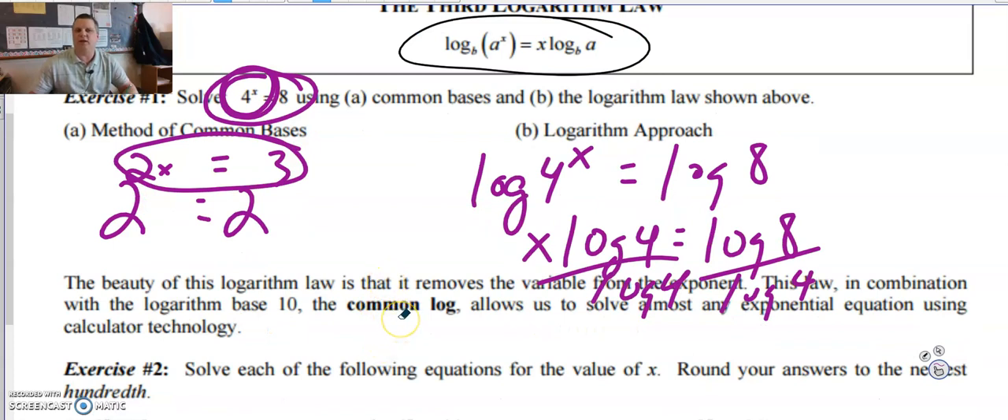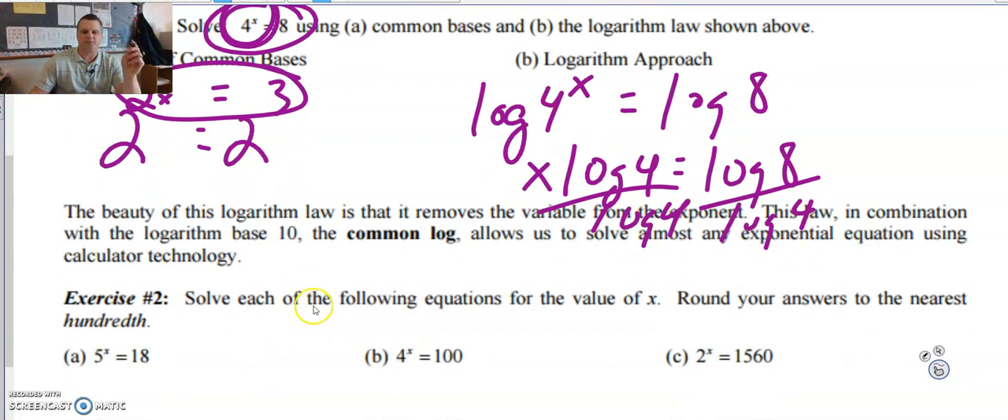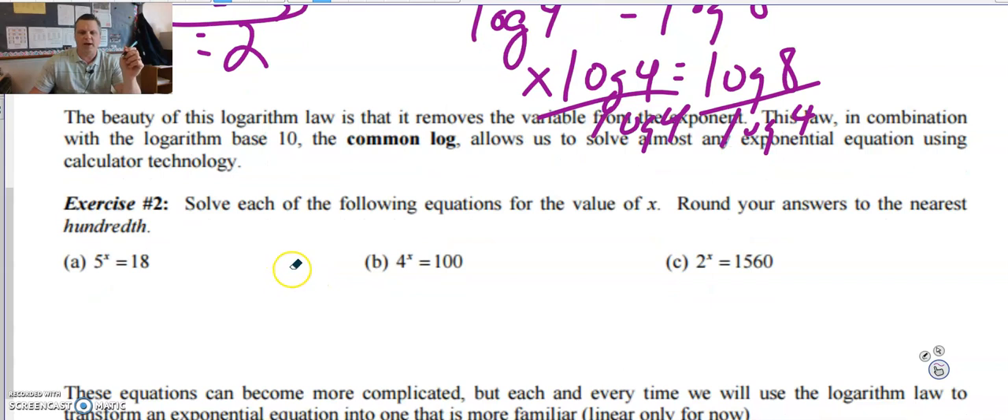Always use log base 2, base 4, base 3, base 5, whatever. It all works out. It'll all be the same. Okay? Now, here we go with these. Solve each of the following equations for the value of x. Round your answer to the nearest hundredth.